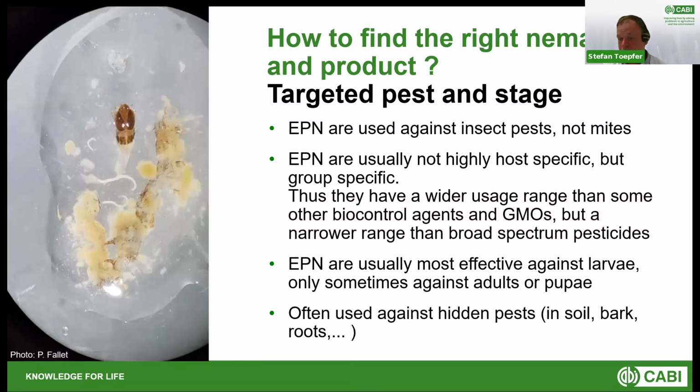They're usually most effective against larvae, but there are some examples where you can use them against adults or pupae, for example, pupae of thrips and so on, but usually they are very effective against larvae stages. And they're usually used against hidden pests because pesticides cannot really reach pests which are hidden in the soil, in the roots, in the tubers, and nematodes can find them.